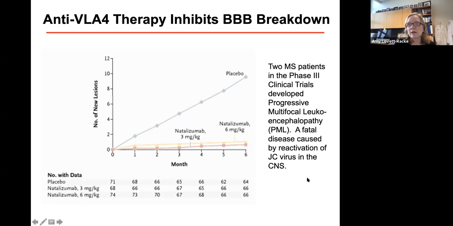The problem was, a couple months after the drug was FDA approved, there was a patient who developed progressive multifocal leukoencephalopathy. This is an almost always fatal disease caused by reactivation of JC virus. Most of us never heard of JC virus before this drug came out. The JC virus is a common virus that is latent in neurons, and about 65% of Americans have JC virus. So this drug was put back on the market, and now if you're JC virus positive, you will not be given this drug for fear of this PML occurring.